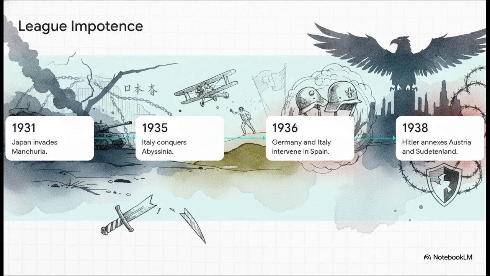In 1931, Japan invades Manchuria, and the League does nothing. In 1935, Mussolini's Italy conquers Abyssinia. The League does nothing. By 1936, Germany and Italy are openly using the Spanish Civil War as a testing ground for their militaries. And by 1938, Hitler is annexing Austria and the Sudetenland entirely unopposed. It was total impotence on the world stage.